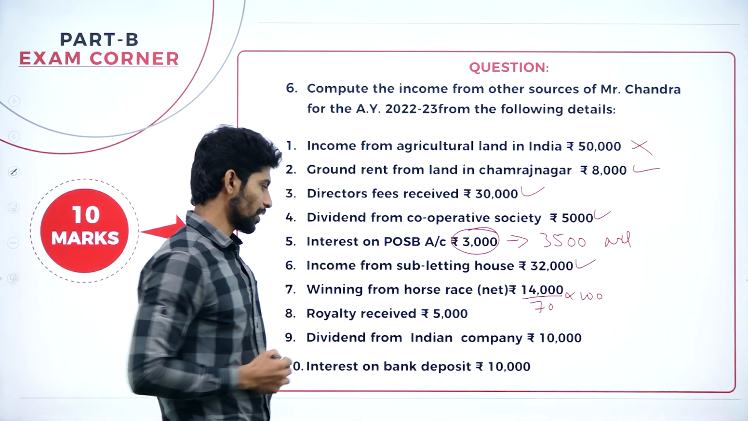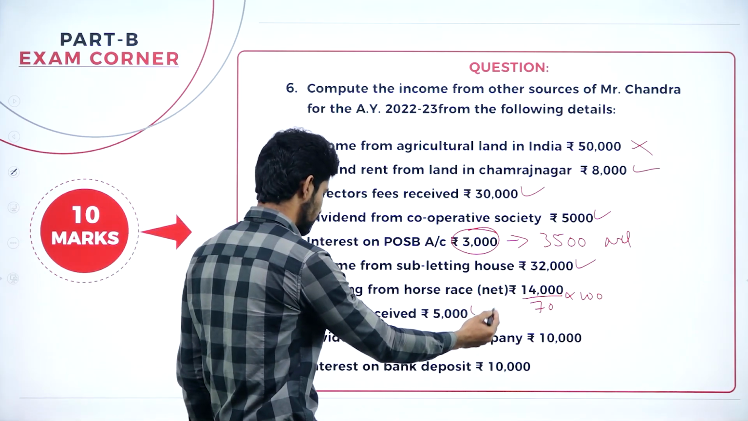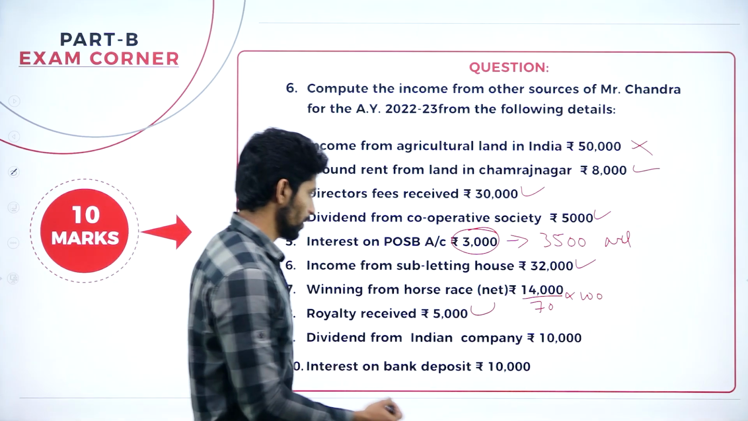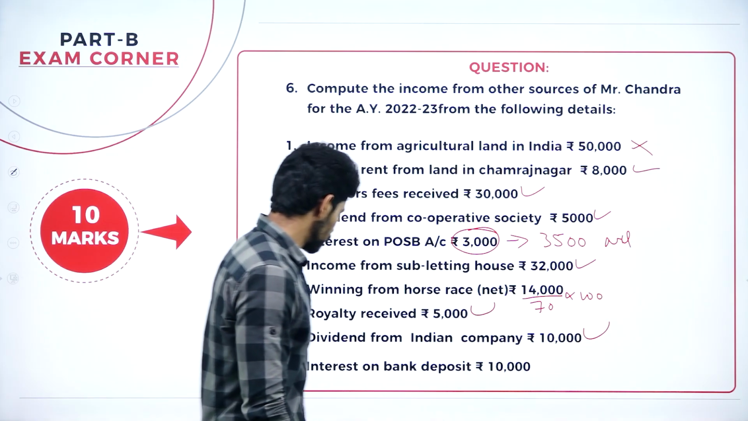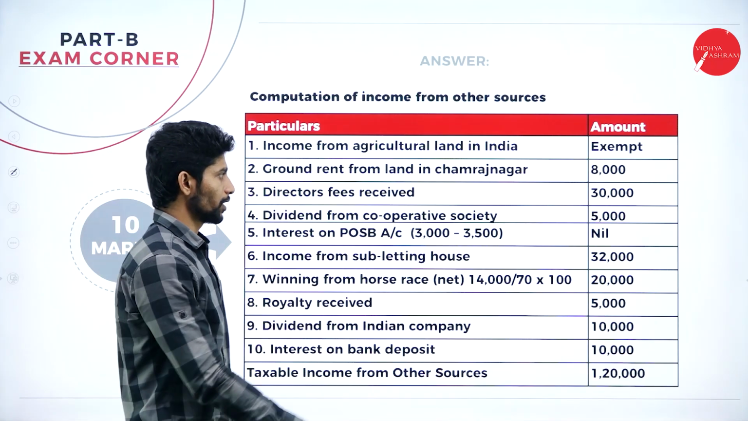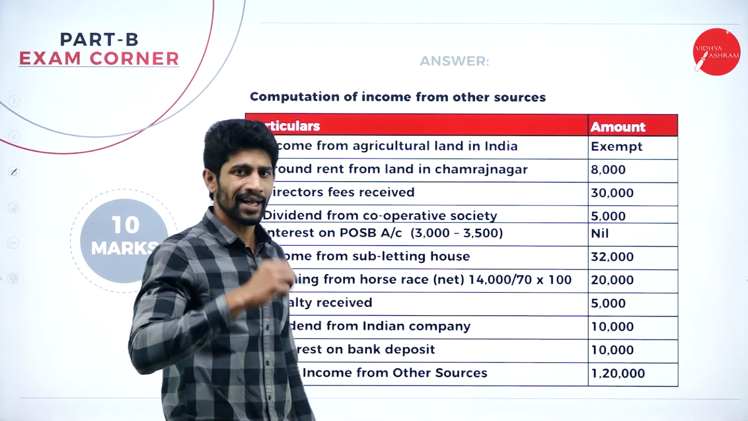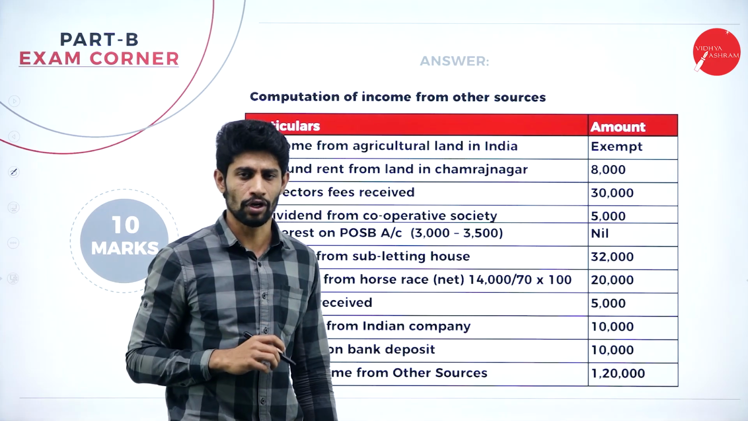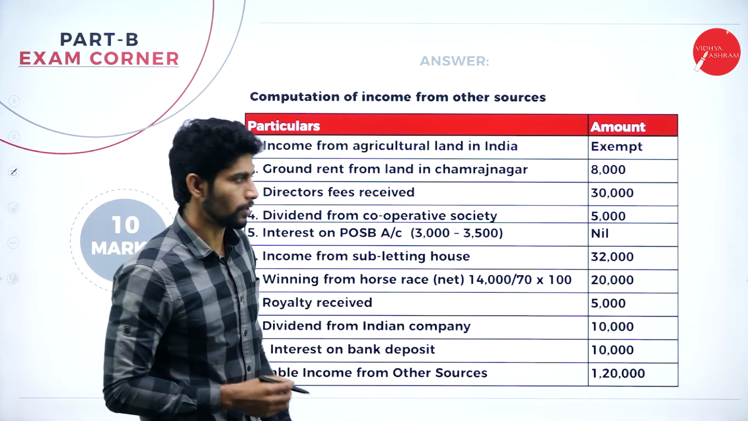So next, royalty received, yes, taxable. Next, dividend from Indian company, yes, taxable. Next, interest on bank deposit, yes, taxable. So here, first you have to mark in the question itself whether it's taxable or not. Then it will be very easy to solve the problem.